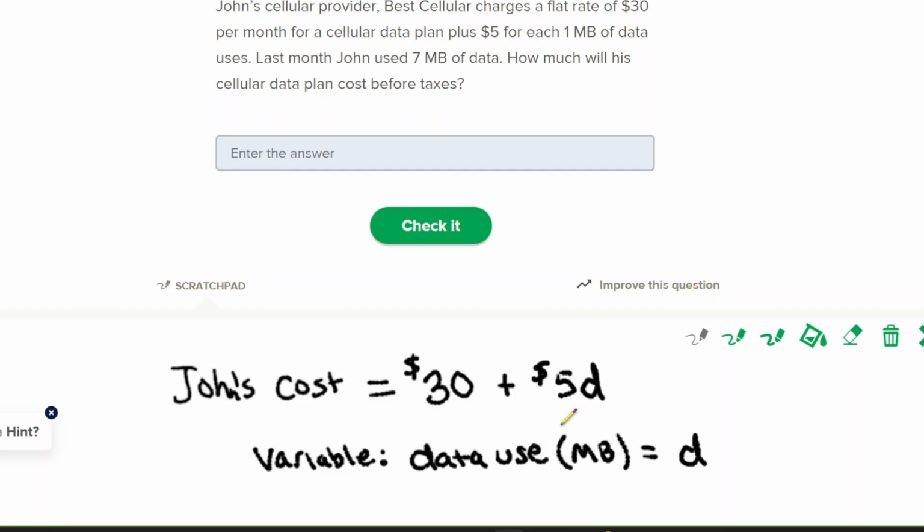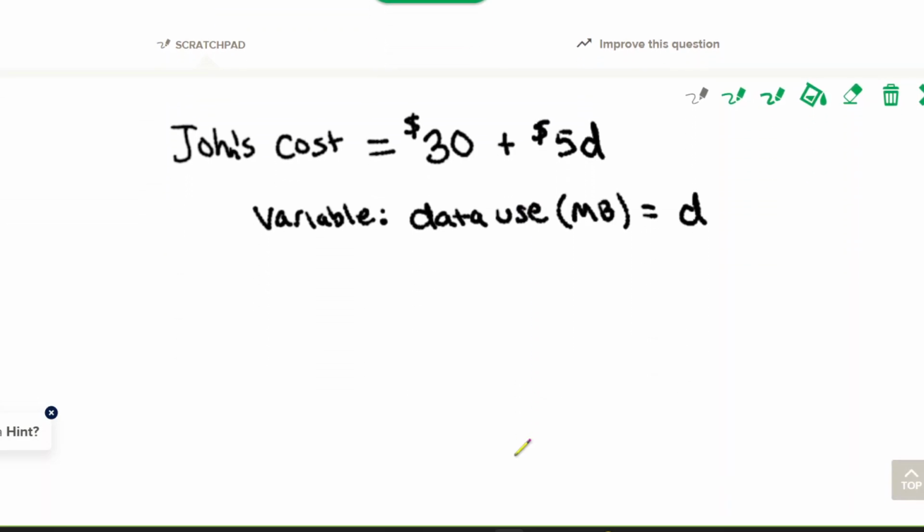So let's scroll down here, make a little more space. The expression we're using for John's cost, the plan cost for any given month, is 30, the $30 charged no matter what for the month, plus 5 times the amount of data used, $5 per megabyte. And we are told that last month John used 7 megabytes. So the value I'm going to use for D is 7.